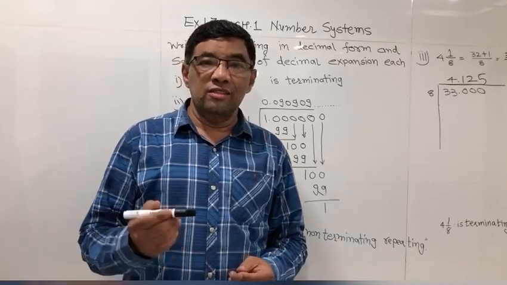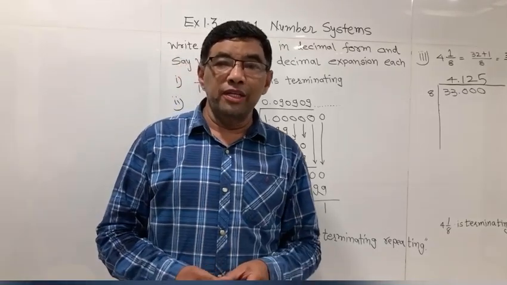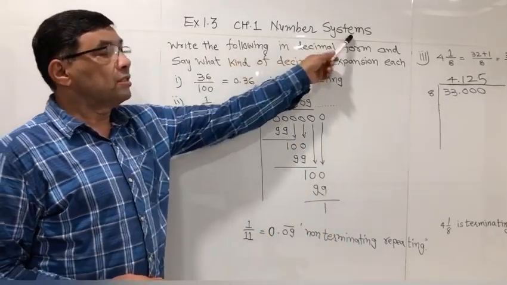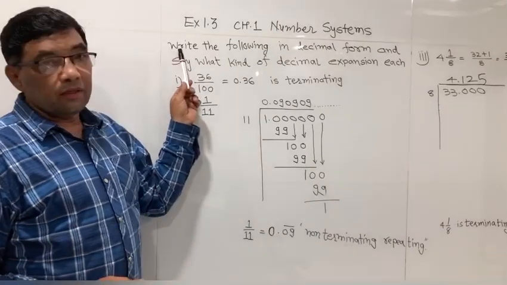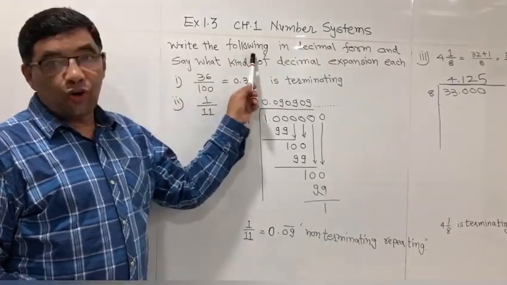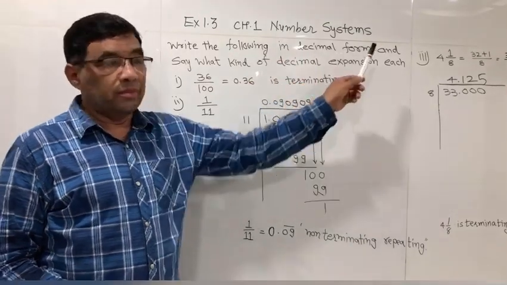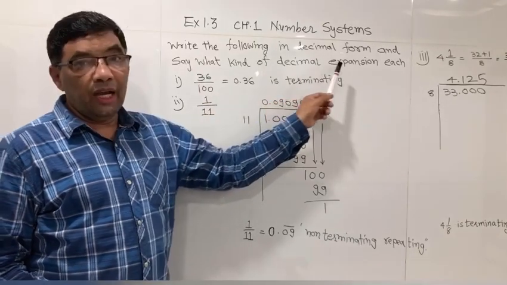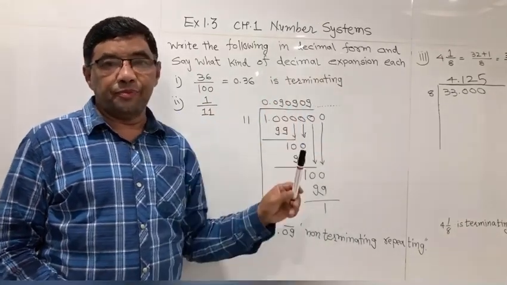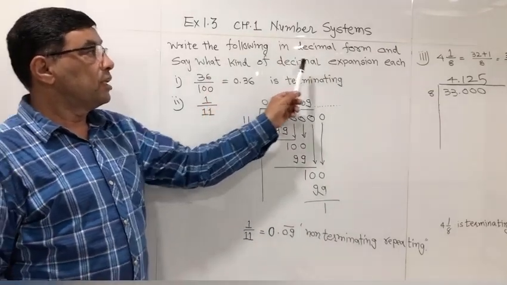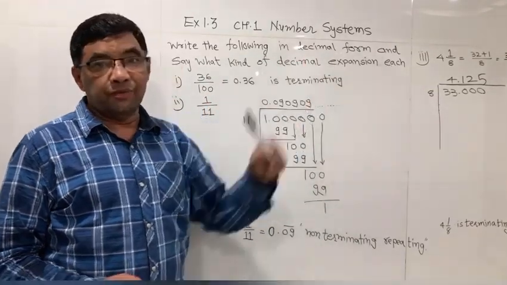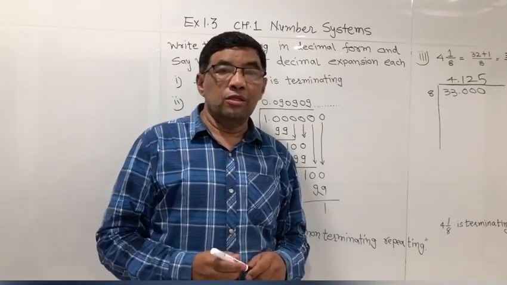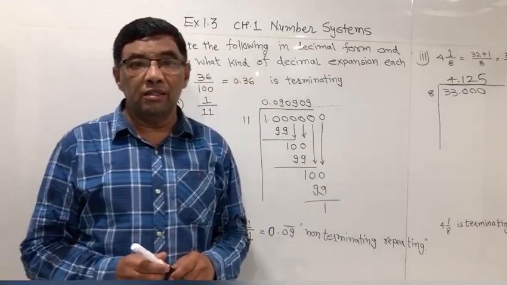Hello students, now we start exercise 1.3 of chapter 1, number system. Now in that, first question is, write the following in the decimal form and say what kind of decimal expansion it is. There are two kinds, means two answers are there.